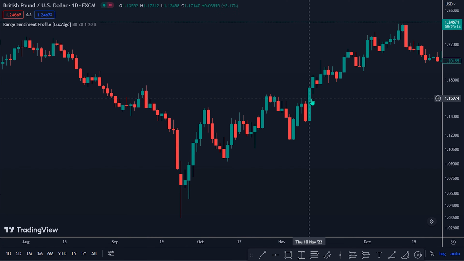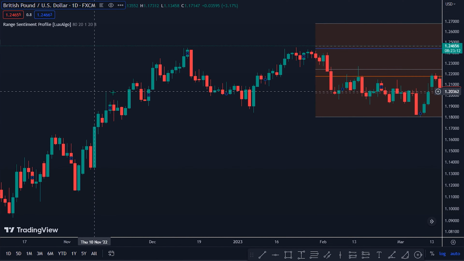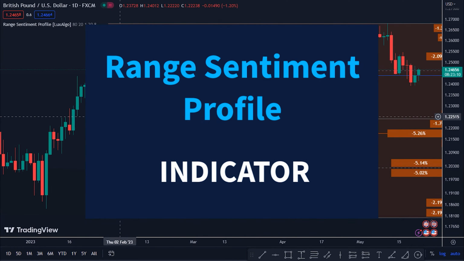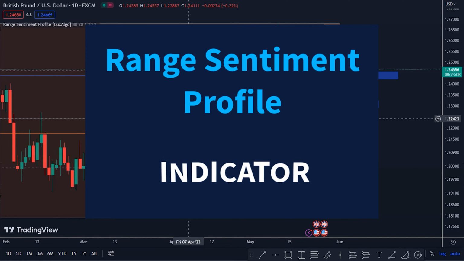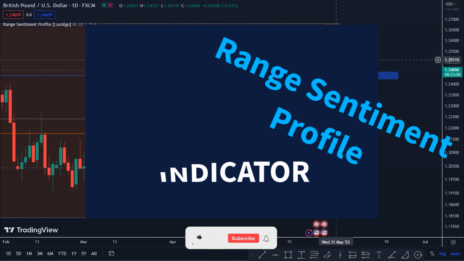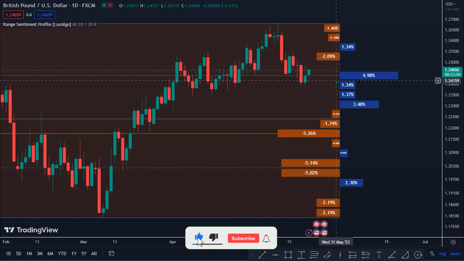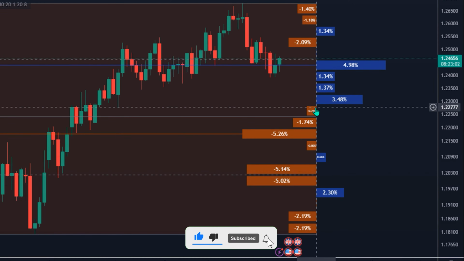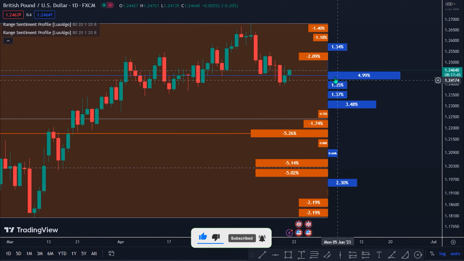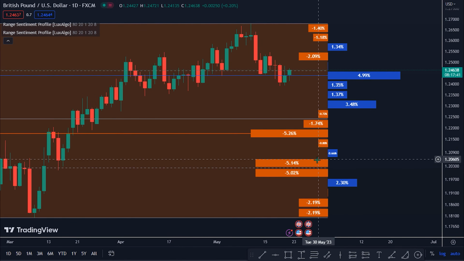In this short video, I'll show you how to build a powerful trading strategy with the Range Sentiment Profile Indicator to detect trade opportunities in the market. The Range Sentiment Profile Indicator is inspired by the volume profile and aims to indicate the degree of bullish, bearish variations within equidistant price areas inside the most recent price range.